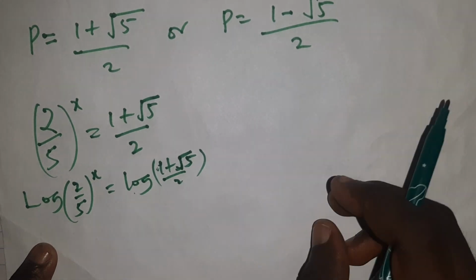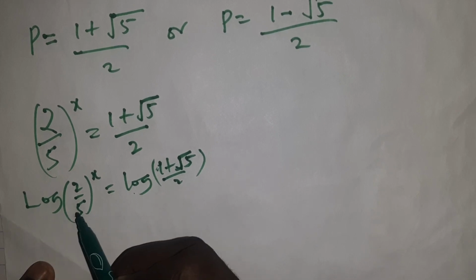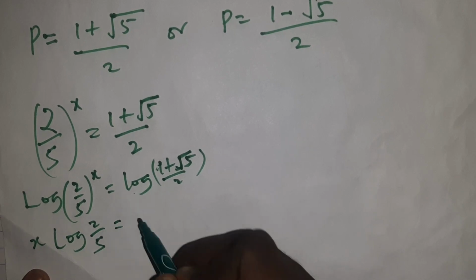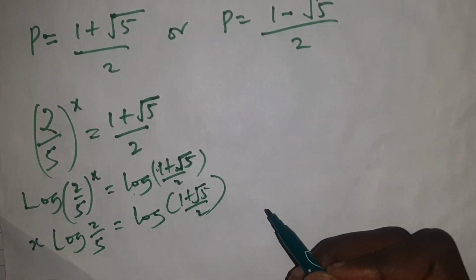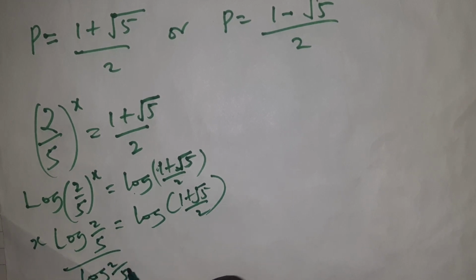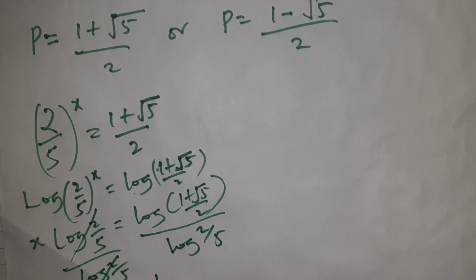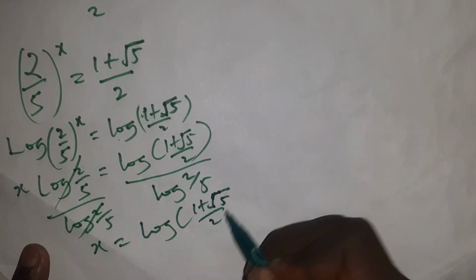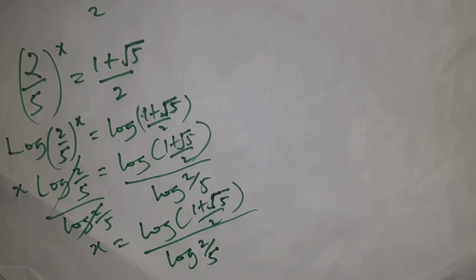Then of course I can transfer the power over to this side to be in product with this logarithmic expression. So now I have x log 2 over 5 equals log 1 plus root 5 over 2, and then of course I'll divide both sides by log 2 over 5 so that the x will be isolated. This cancels this, and my x is now equal to log of 1 plus root 5 over 2, all over log 2 over 5. This is the exact value of x.